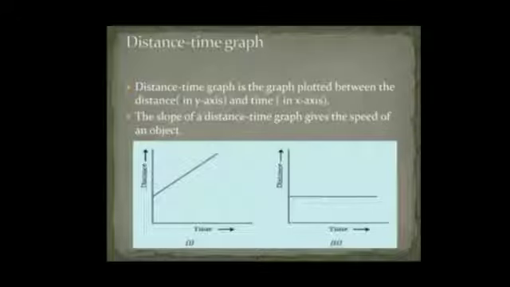Look closely at the picture. In the first graph, you can see the distance and time is given. An object is moving. And in the second graph, a horizontal line is there. It means that the object is at rest. Let's look at the actions.